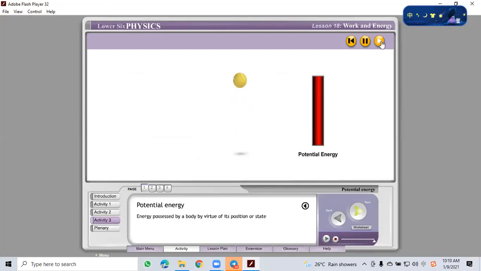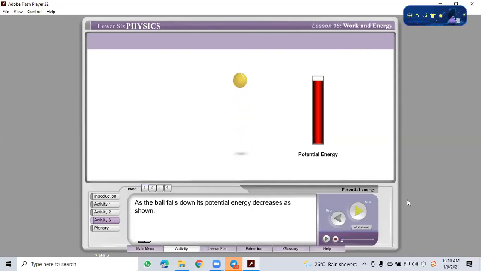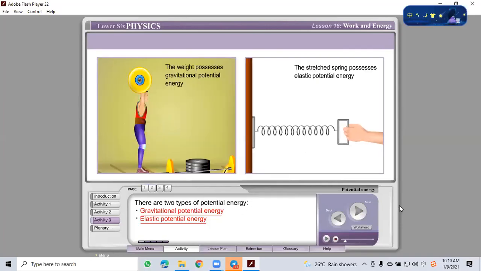When an object drops down, the potential energy reduces. As the ball falls down, its potential energy decreases as shown. There are two types of potential energy: gravitational potential energy and elastic potential energy. The weight possesses gravitational potential energy. The stretched spring possesses elastic potential energy.